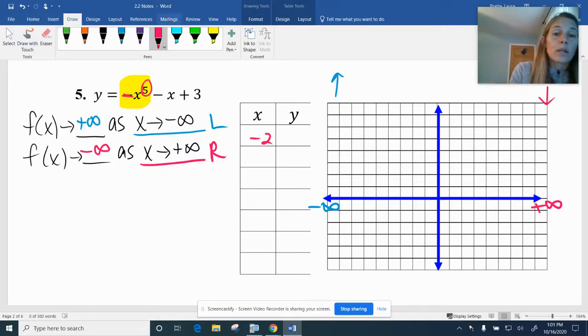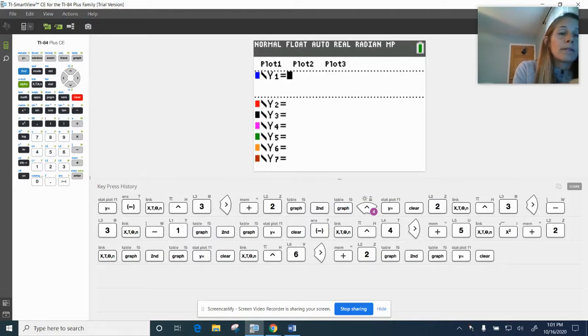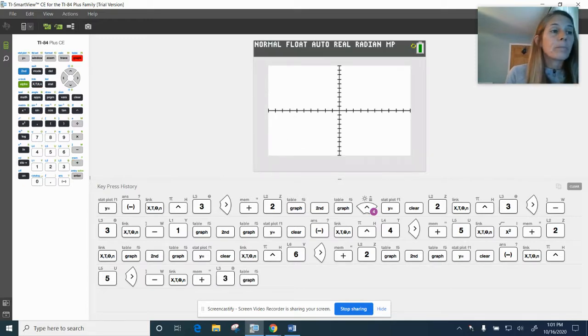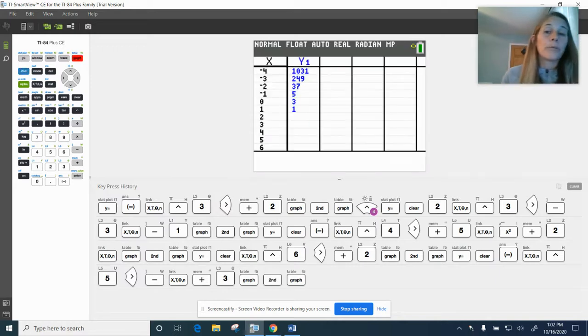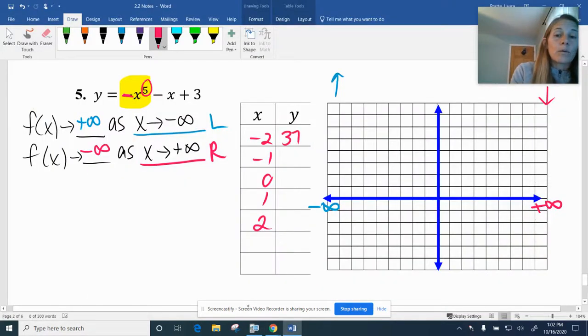And then we're going to just get those points off of our graphing calculator and see what this graph looks like. So once again, y equals, clear out the graph that's in there. We no longer need that. Negative x raised to the 5th power minus x plus 3. Graph it. We can see that end behavior shaping out there. And then we're going to go to our table, 37, 5, 3, 1, negative 31.